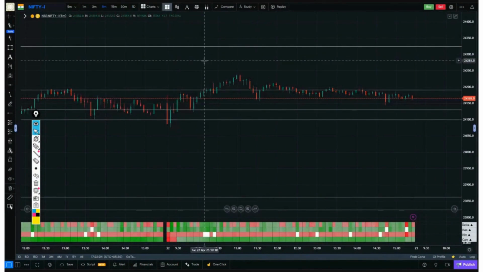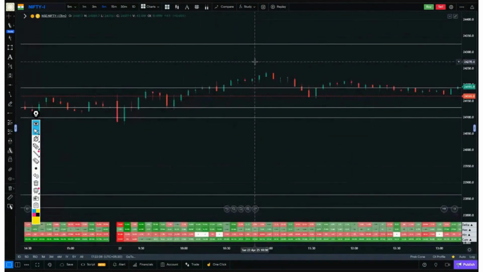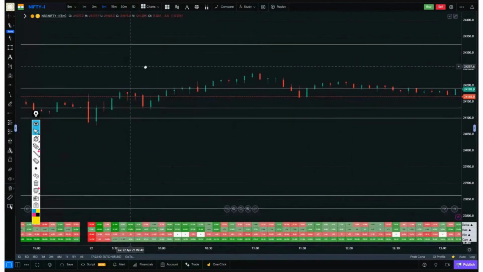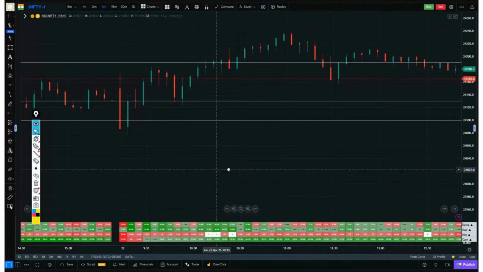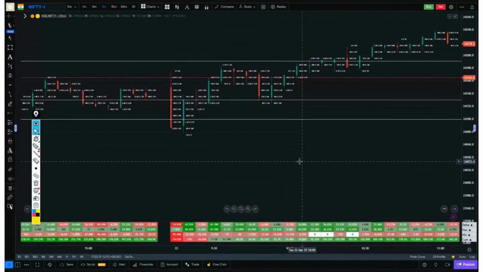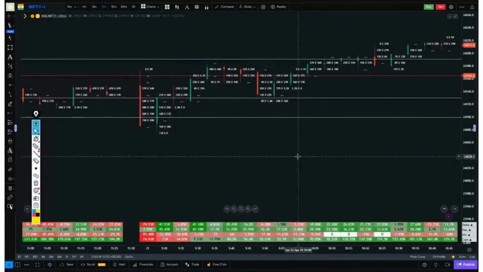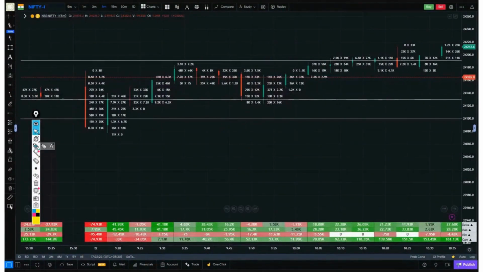Before reading the footprint, you should know what delta is, because with the help of delta we can read the footprint. Now, what is this delta? In simple language, delta is the difference between buyers and sellers. Like, we take the first candle. In the first candle, what is this top value? This is the value of delta. You can see the delta.